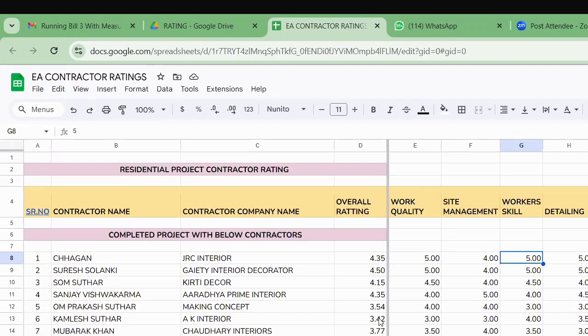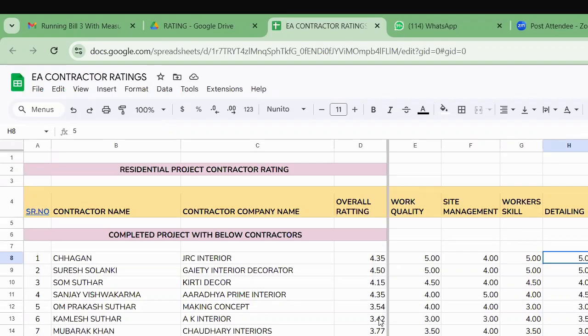Then worker skill. Generally, on one side they have a good painter, on the other side they might not have as good a painter. So as per that, we have classified these contractors as well.